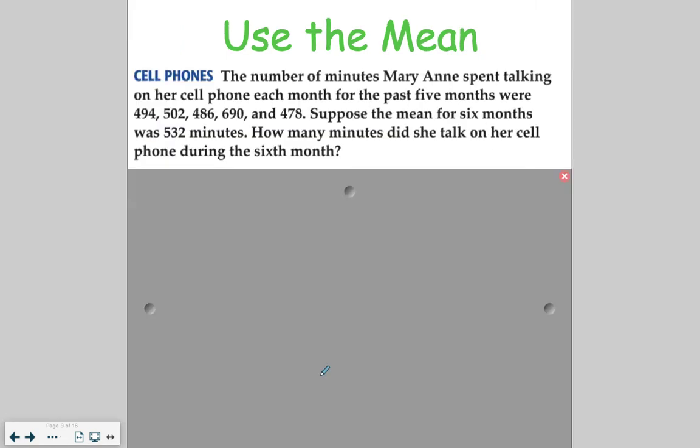Go ahead and try this one on your own, where the number of minutes Marianne spends talking on her cell phone each month for the past 5 months were 494, 502, 486, 690, and 478. Suppose the mean for 6 months was 520 minutes. How many minutes did she talk on her cell phone during the 6th month? So go ahead and try this one on your own.